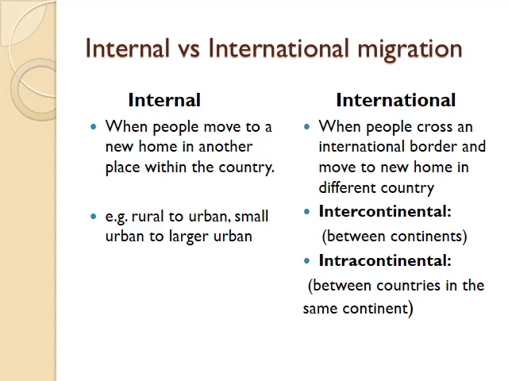Internal versus international migration. Internal migration: when people move to a new home in another place within a country, it's called internal migration. For example, rural to urban and from small urban to large urban area. International migration, also known as external migration, is when people cross an international border and move to a new home in a different country. Intercontinental is migration between different continents, and intracontinental means migration between countries in the same continent.